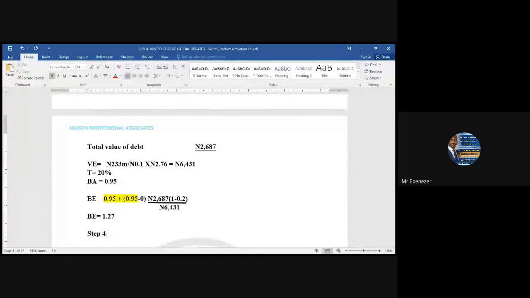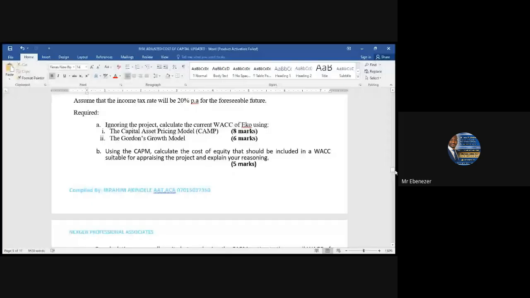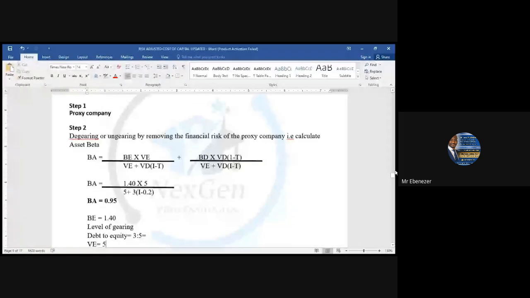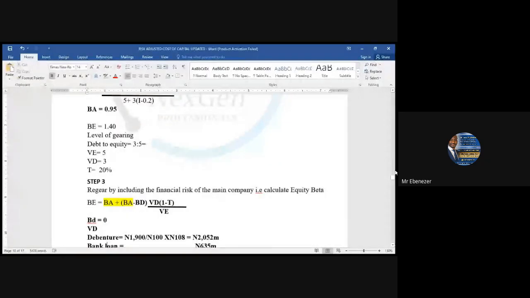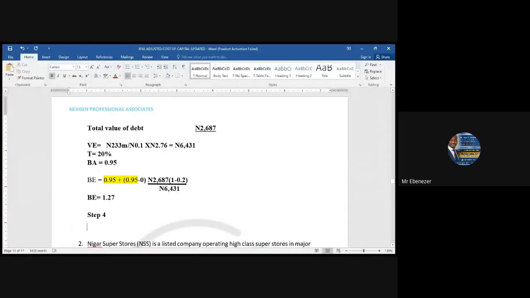So the next step 4, because what they required says is that using the CAPM, calculate the cost of equity that should be included in a WACC suitable for appraising the project. That is a new project. And explain your reasoning. When you want to explain your reasoning, you can say that the project specific cost of equity includes the risk of the new business. That's it. Right.